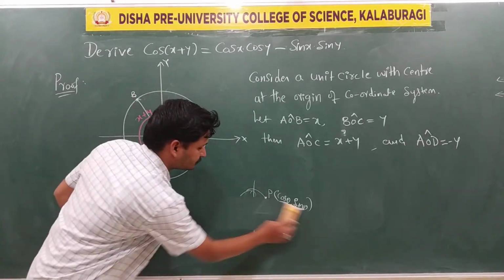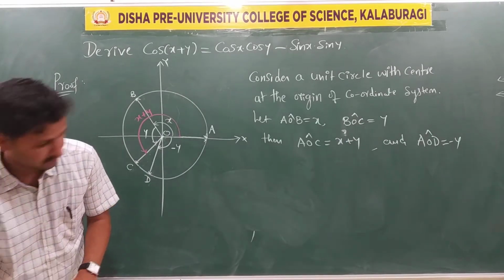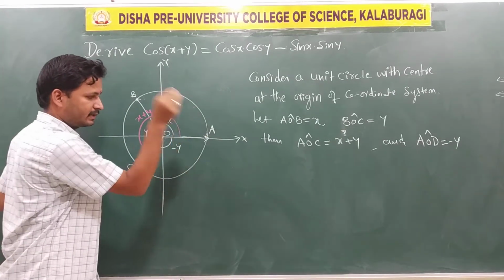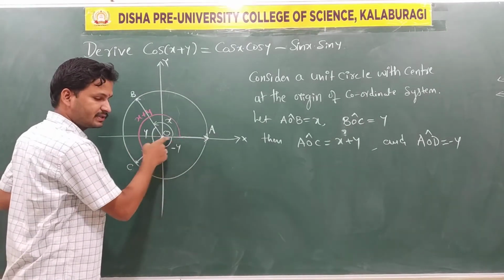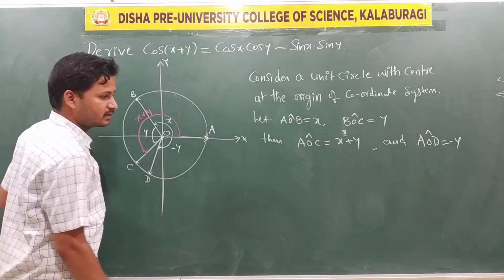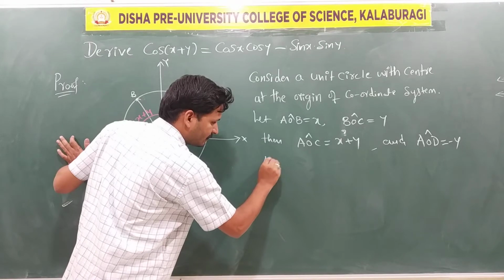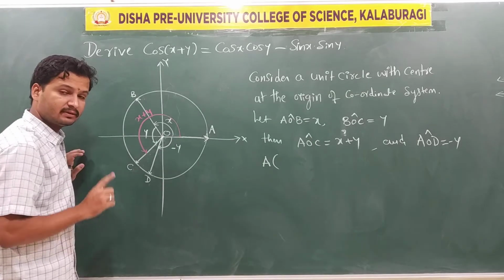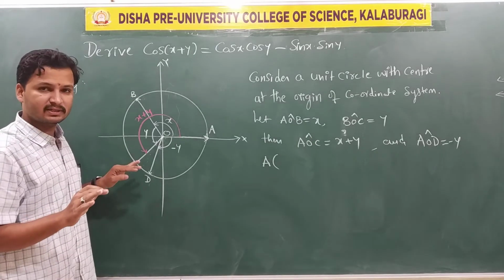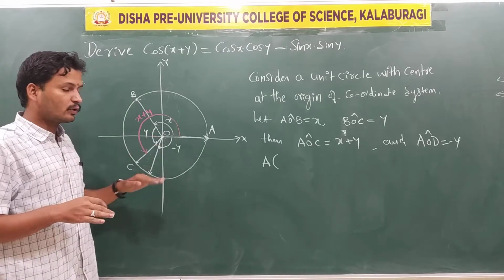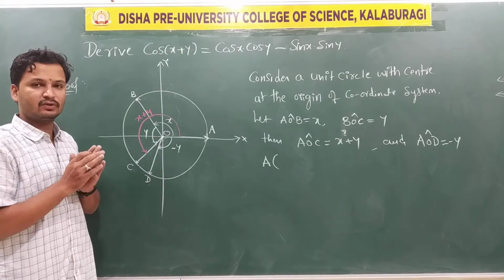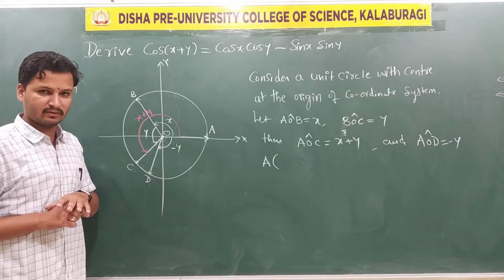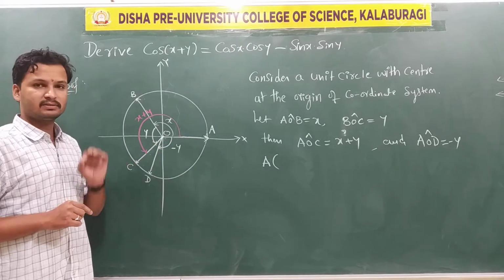So now, here A is there, correct? Point A. That means OA is the initial line. Then how to write the coordinates of A? See, there is no rotation at all. Initially there is no rotation. If there is no rotation, that means OA is overlapping with OA. So 0 degree. For one complete rotation, 360 degree. So no rotation means 0 degree.